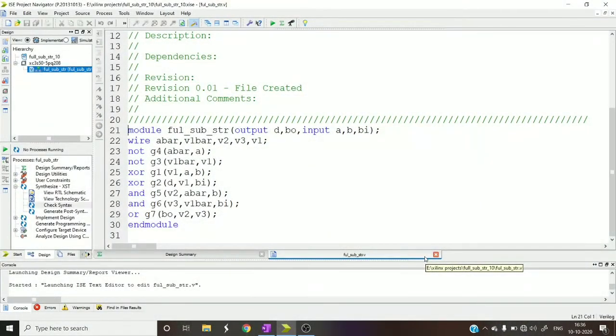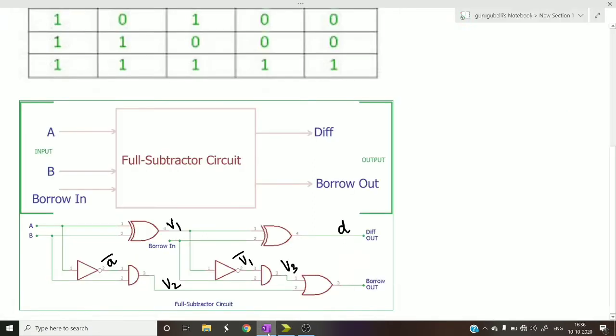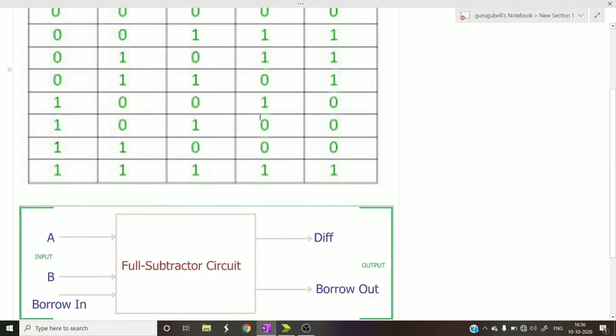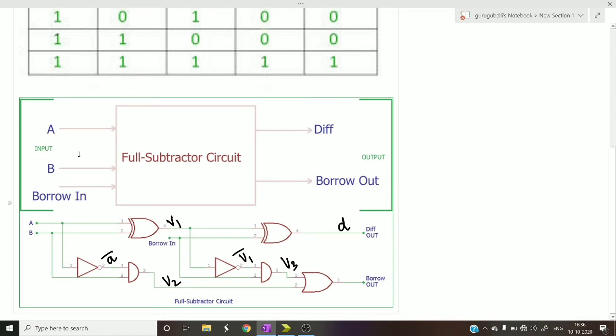In this video, I am going to explain how to write Verilog code for a full subtractor using the structural level of abstraction. Before going to that, let me briefly explain how the full subtractor would be and what its functionality is. If you look here, this is how the full subtractor circuit would be.